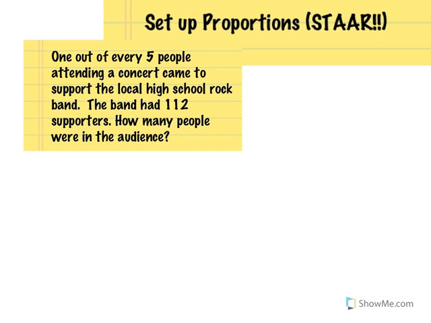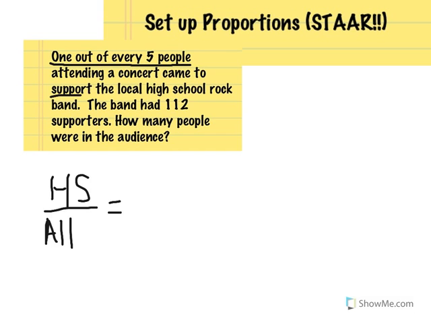Okay, so we're going to set this up like equivalent fractions, okay? We know how many people came to support the high school band, and we want to know how many people there were in all, the total number of people, okay? So we know 1 out of every 5 people came to support the local high school rock band. So 1 person came to support the high school band out of every 5 people. So 1/5 came to support the band.